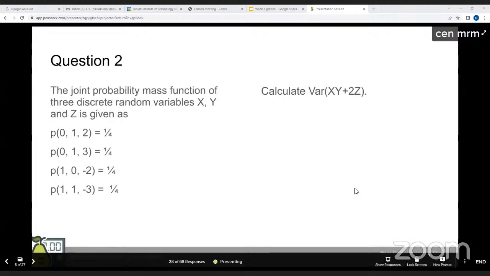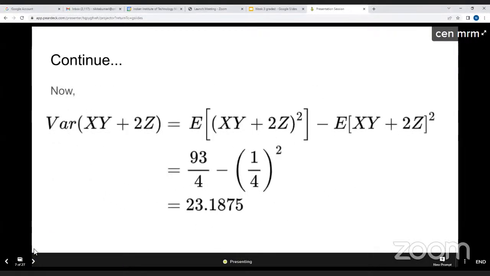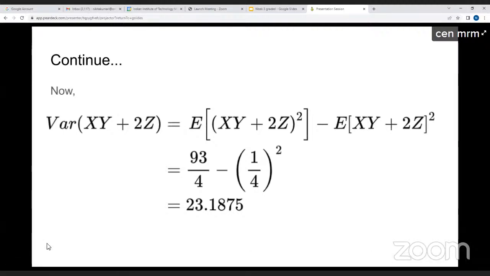What is the final answer, ma'am? The final answer is 93/4. No, no, 23.18. Yes, 23.18. Okay. But I was getting 371/16. Yes, it is okay now. Got it.